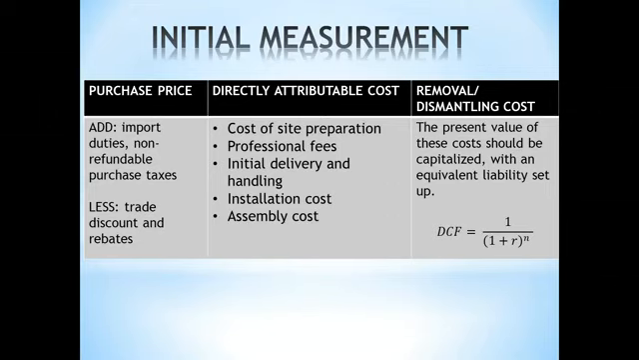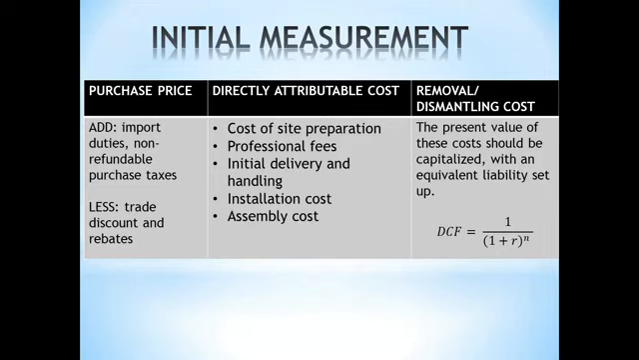Then we have assembly cost. With assembly cost, items purchased from outside, such as cars, are often brought in separate parts. Once they are brought, you need to fix them or assemble them together. So any cost you incur in assembling the parts of the asset together in order for it to work, we will also classify as a directly attributable cost. Now we also have removal or dismantling cost. Removal and dismantling costs are future costs that we incur in order to remove or dismantle that particular item of PPE.